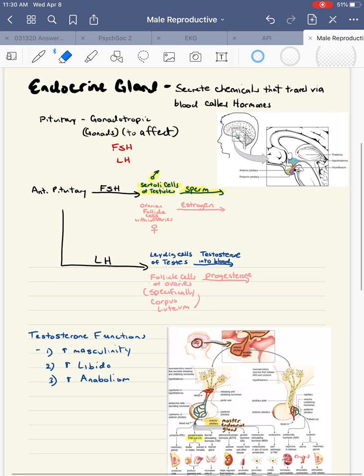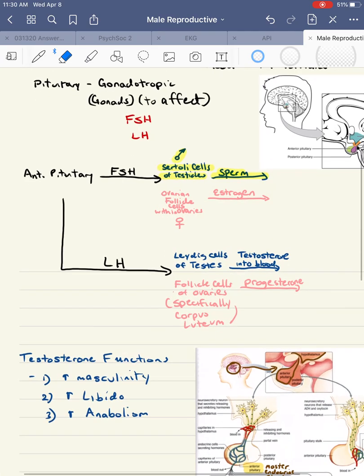Let's look specifically at the anterior pituitary. It releases FSH. FSH will bind onto Sertoli cells of the testicles, causing Sertoli cells to produce sperm. If you are female, FSH will bind onto what you call an ovarian follicle cell within the ovaries and cause secretion of estrogen. Remember, tropic hormones, also known as indirect hormones, cause the release.